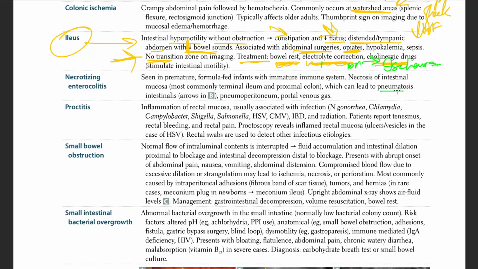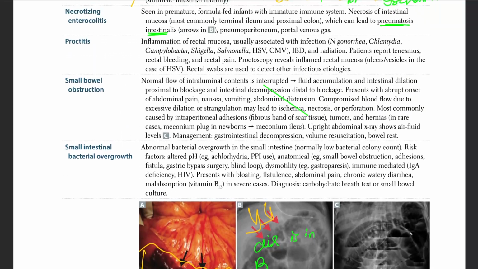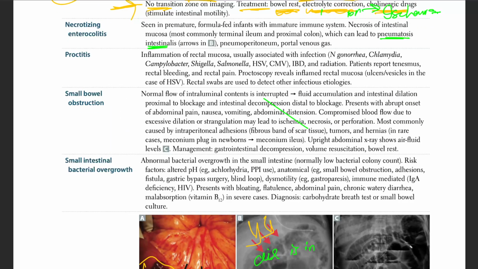This pneumatosis intestinalis, looking at the picture. Let's look at a picture here. You can see that the air is in the bowel wall. Maybe you can't really see, but the air is within the bowel wall. So air goes into the bowel wall, goes into the peritoneum, and also portal venous gas is there.